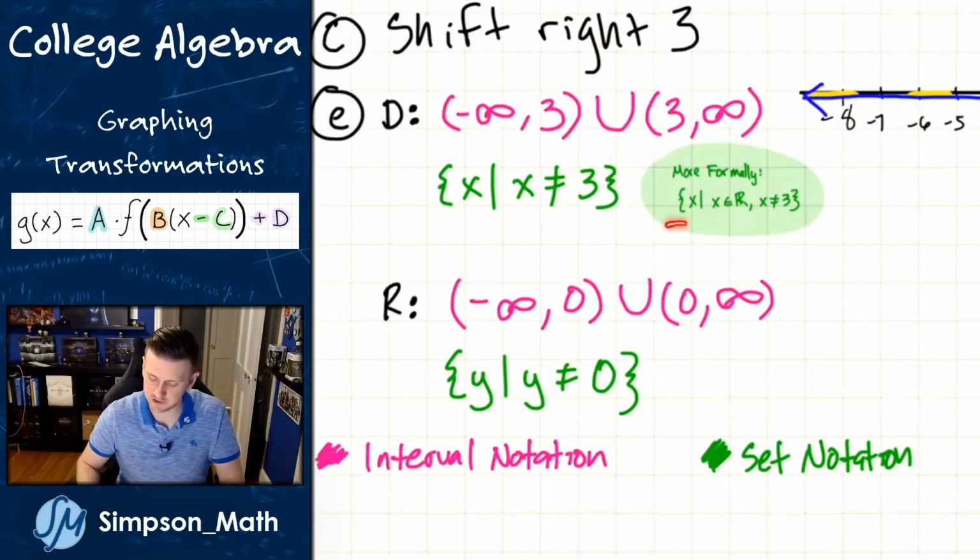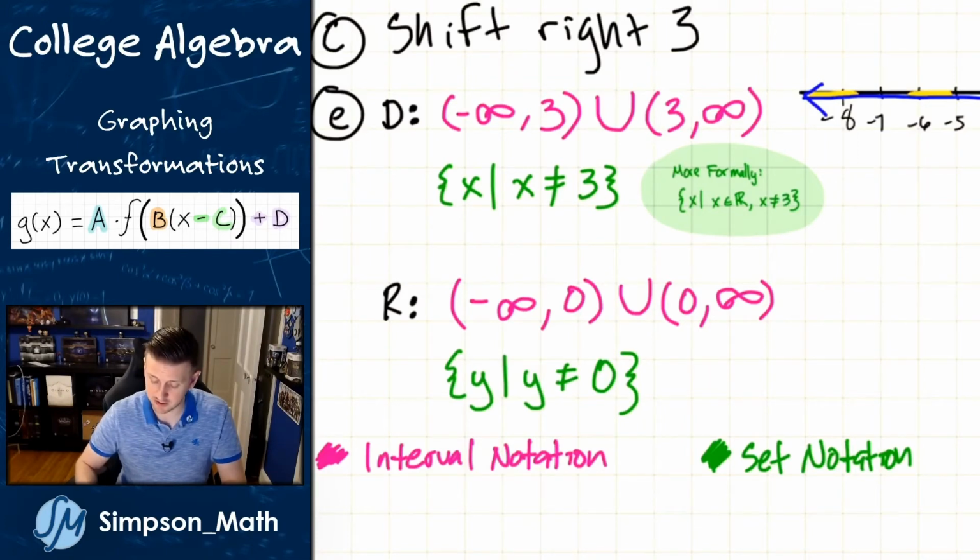And then do have this note for set notation. Formally, it's the set of x's such that x is a real number, but x is not 3. There's an understood statement that we're dealing with real numbers. So we can just say that x can't be 3, and that will be fine for us.